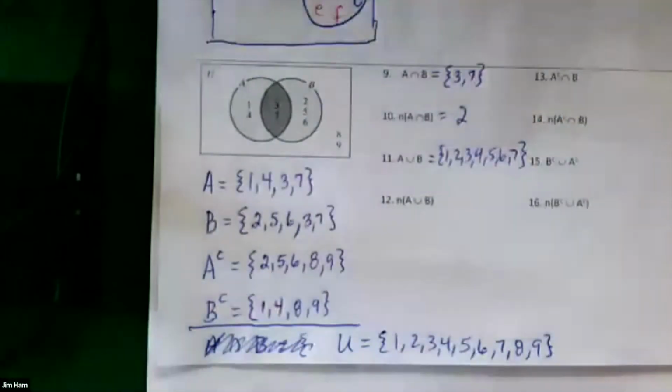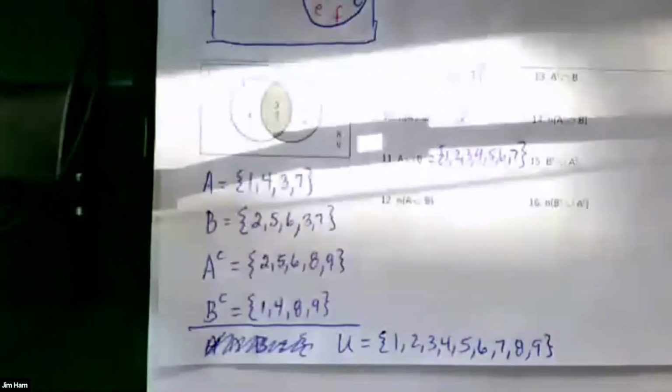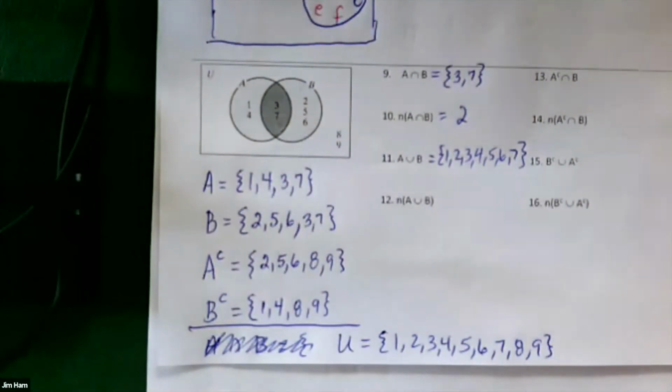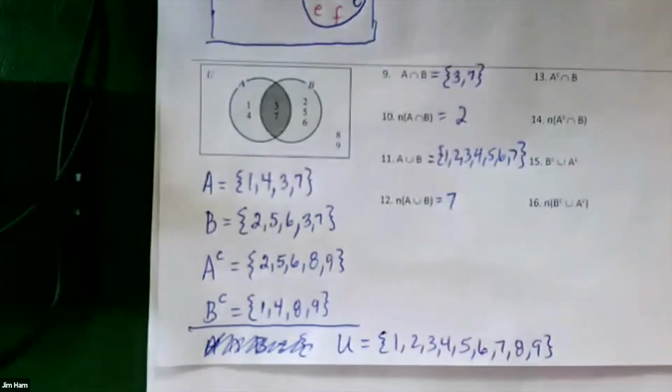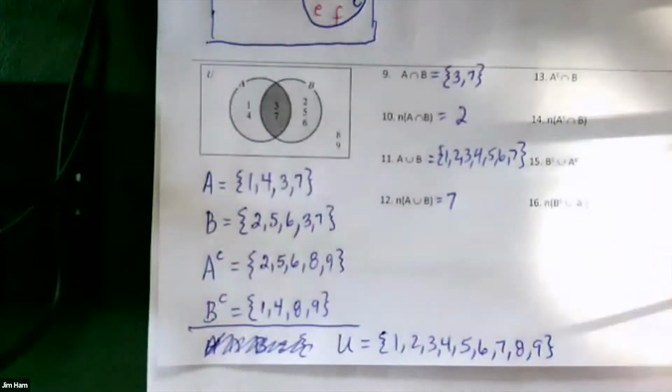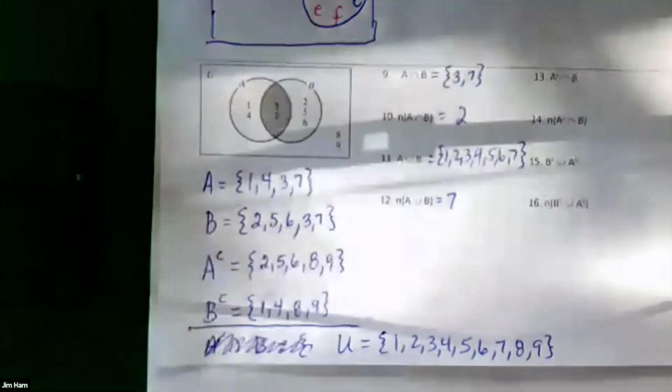The 8 and the 9 are outside the union. They're not in either one of those 2 sets. And the number there, if you just count them up, you get 7. All right, the next column is where it gets a little tricky, but it's not too bad.